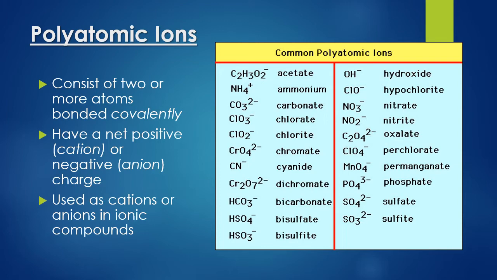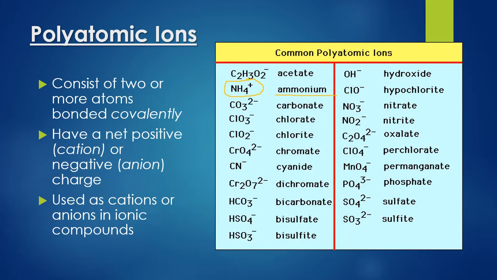I do want to point out that most of them are negatively charged, or anions, so they're often going to take the place of the non-metal portion. There is one on this table that has a positive charge, NH4+. That is the ammonium ion. So since it has a positive charge, it's going to take the place of the metal portion, the cationic portion of the ionic compounds we've been naming so far.